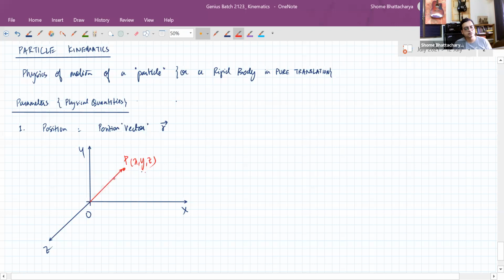Then this vector, which is joining the origin with the immediate location of the particle, is called the position vector. So one thing you can clearly understand is that the value of the position vector is dependent on the reference frame. So what is a reference frame? It is nothing but the system of axes and origin.